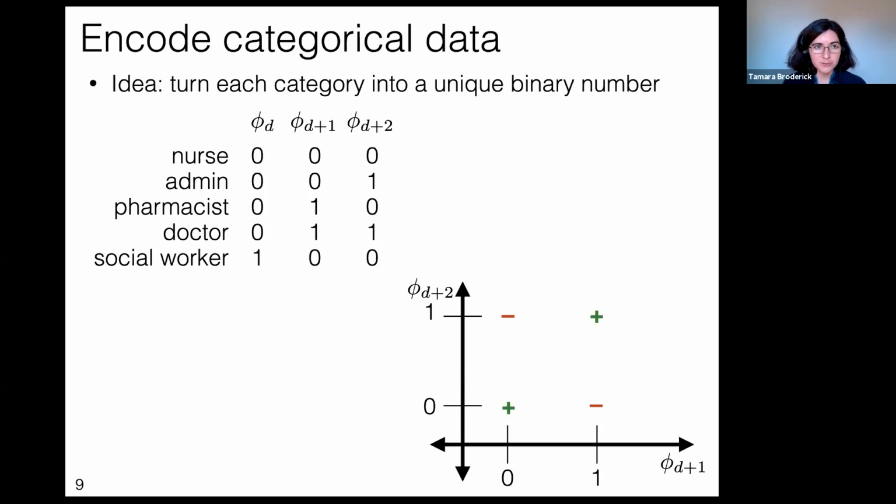That means you're allowed to group nurse, admin, pharmacist, and doctor separately from social worker. You are allowed to do a break on the second feature. You are allowed to group pharmacist and doctor away from everybody else. You're allowed to do a break on the third feature. You're allowed to group admin and doctor together and nobody else. But those aren't the only breaks that we want.